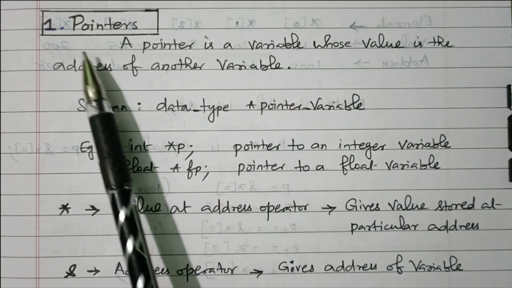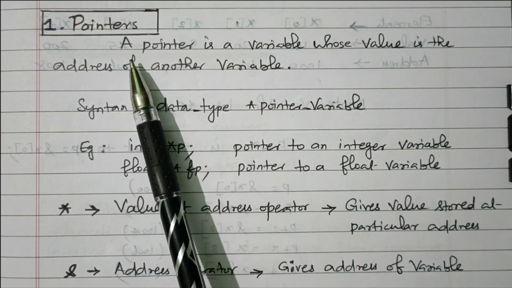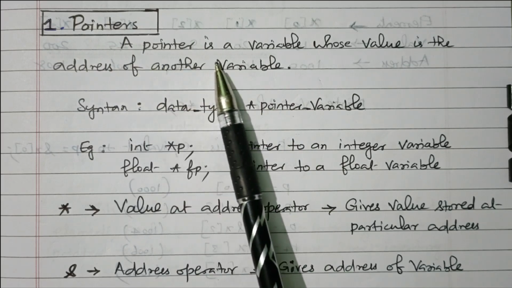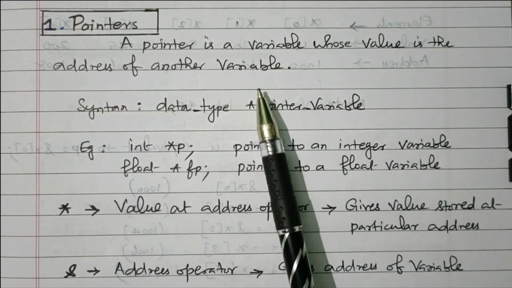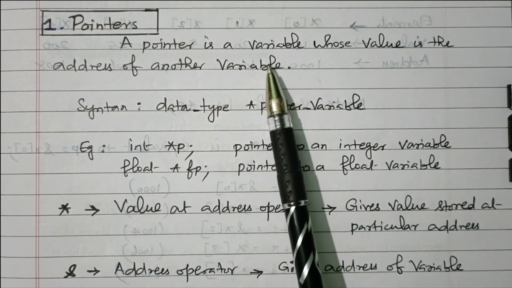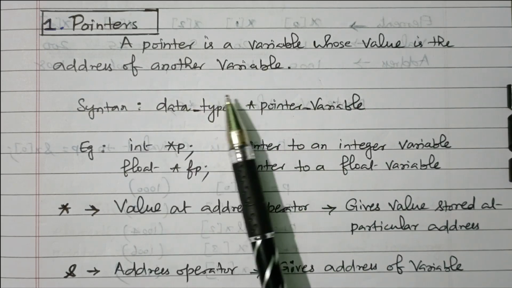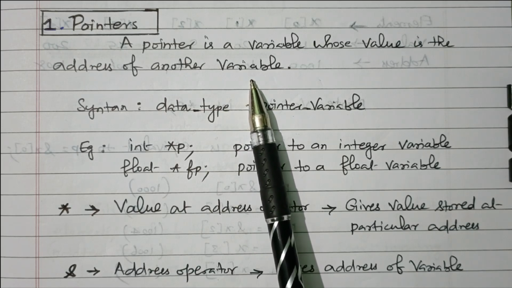Now we'll go to the topic pointers available in the C programming language. First we will see what a pointer is. A pointer is a variable whose value is the address of another variable. So a pointer is nothing but a variable, but it will store the address of another variable. So a pointer is used to store the address of another variable.